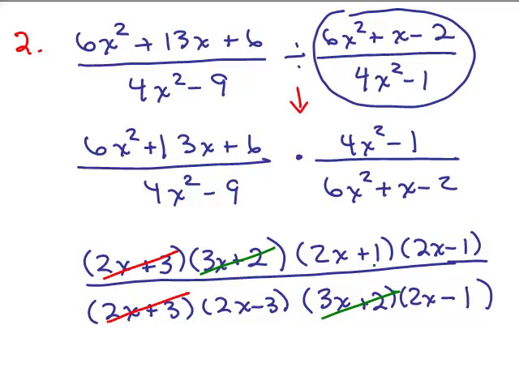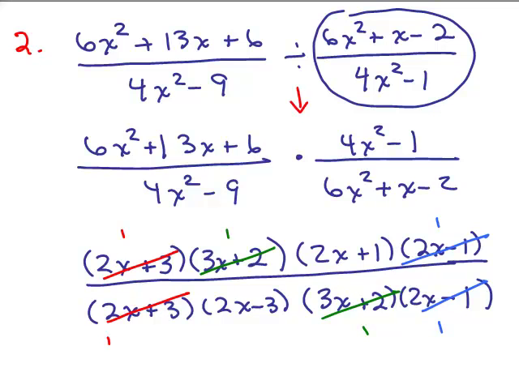I'll look for a 2x plus 1. There is no 2x plus 1 in the denominator. And how about the 2x minus 1? Oh, here's the 2x minus 1. So remember, when you cancel, those are all ones. If you want, you could write ones. I don't usually write them, but technically when you cancel, remember, those are the factors that are left.